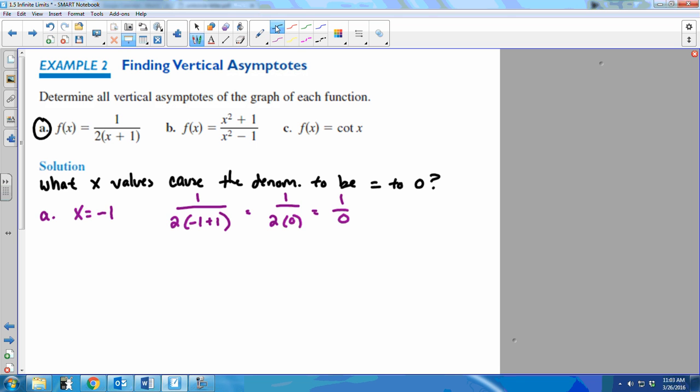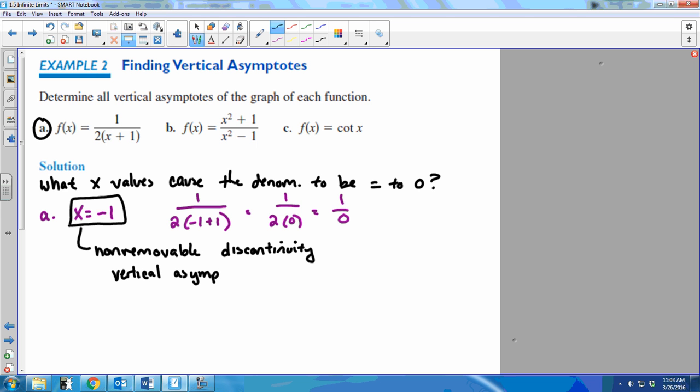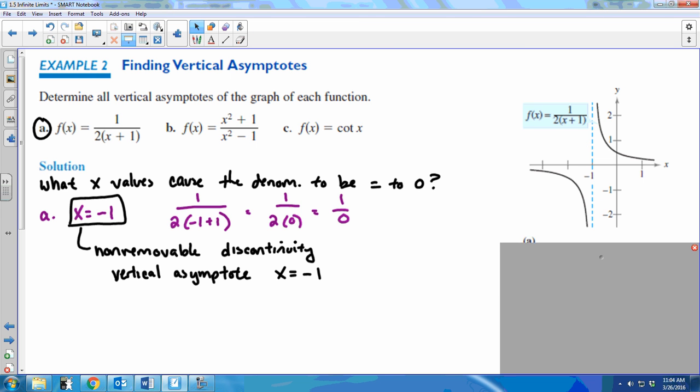All right? So at x equals negative 1, there's a non-removable discontinuity, and therefore there's a vertical asymptote at the equation x equals negative 1. Let's look at a graph of that. There's the function, and you can see there's a vertical asymptote at x equals negative 1. So again, we're just looking to see where our function is undefined, okay?